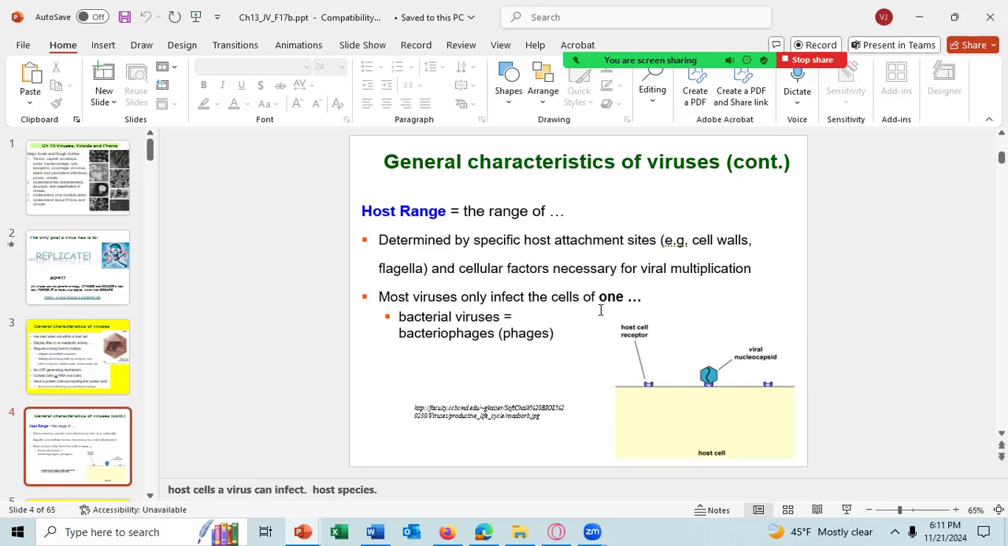Any question about any of that? And that specificity is mainly due to the molecules on the virus binding to the receptor molecules on the host cell. Any question about any of that?